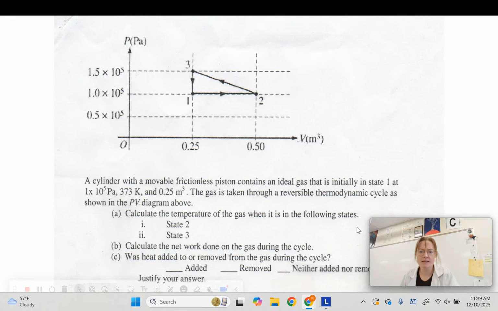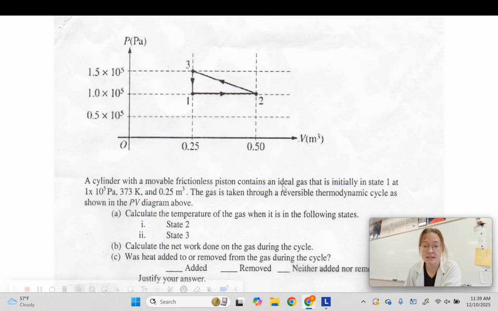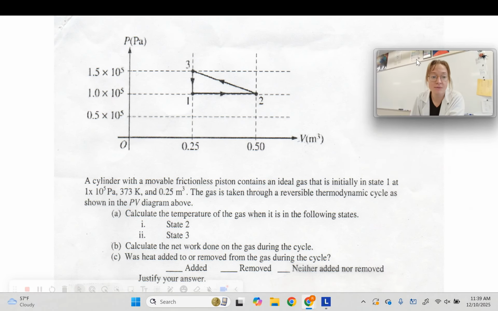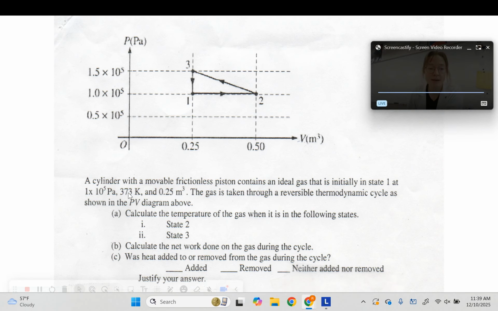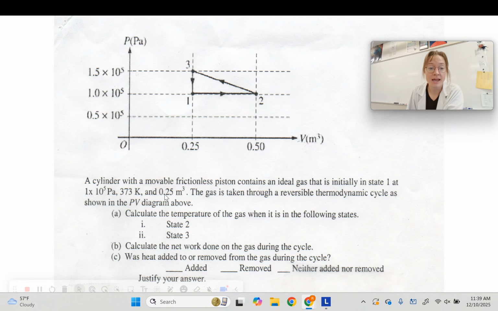It says, a cylinder with a movable frictionless piston contains an ideal gas that is initially in state 1 at 1 times 10 to the 5th pascals, 373 Kelvin, and 0.25 meters cubed. The gas is taken through a reversible thermodynamic cycle as shown in the PV diagram above. We're going to focus on these last two parts of the question. Can you calculate the net work done on the gas during the cycle, and was heat added to or removed from the gas during the cycle?